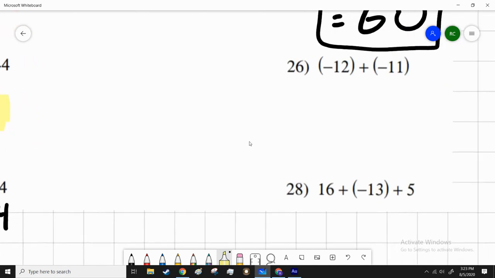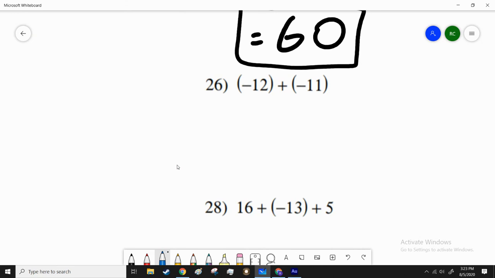Almost done. Negative 12 plus negative 11. Pretty sure we've got it down by this point. They're both negative. This is the same thing as saying negative 12 minus 11. Because they're both negative, we're making an even more negative number. We end up with negative 23.